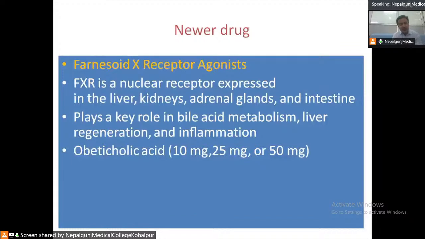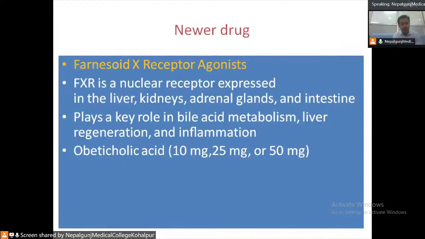So FXR agonist is a nuclear receptor. FXR is a nuclear receptor expressed in the liver, kidney, adrenal gland, intestine. These farnesoid X receptors are present in the liver cells, kidney cells, adrenal gland, intestine, and biliary channel also. And they help in bile acid metabolism, liver regeneration, and inflammation.